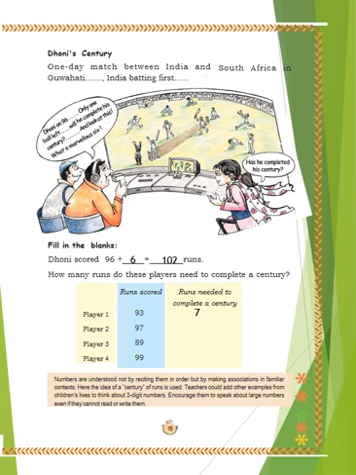In the same way, for player 2, start counting from 97 till 100 and you will get the answer as 3 runs are needed to complete a century. Similarly, for player 3, 11 runs are needed to complete a century, and for the last player only 1 run is needed.